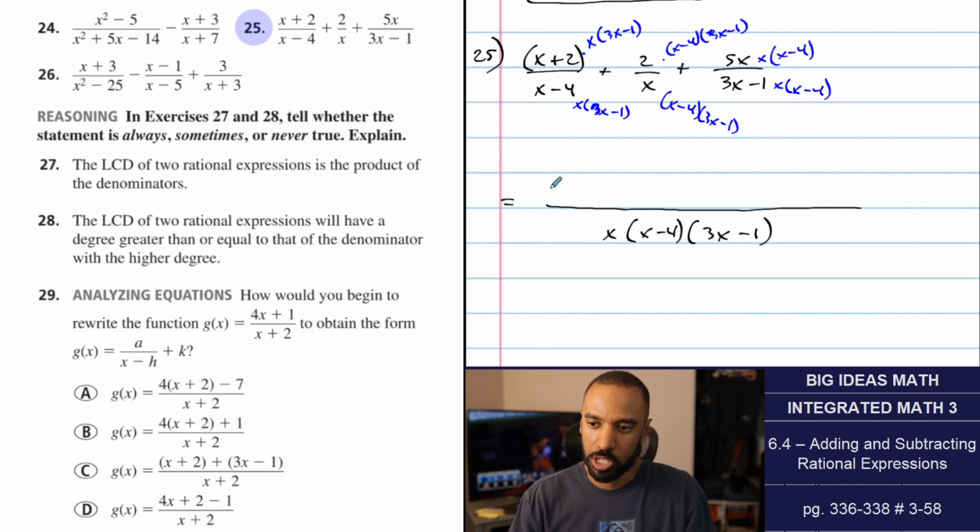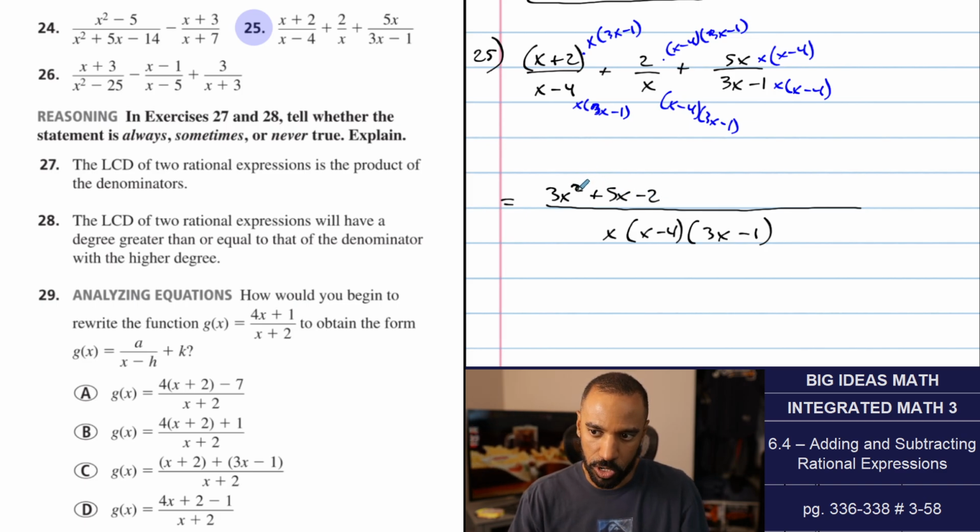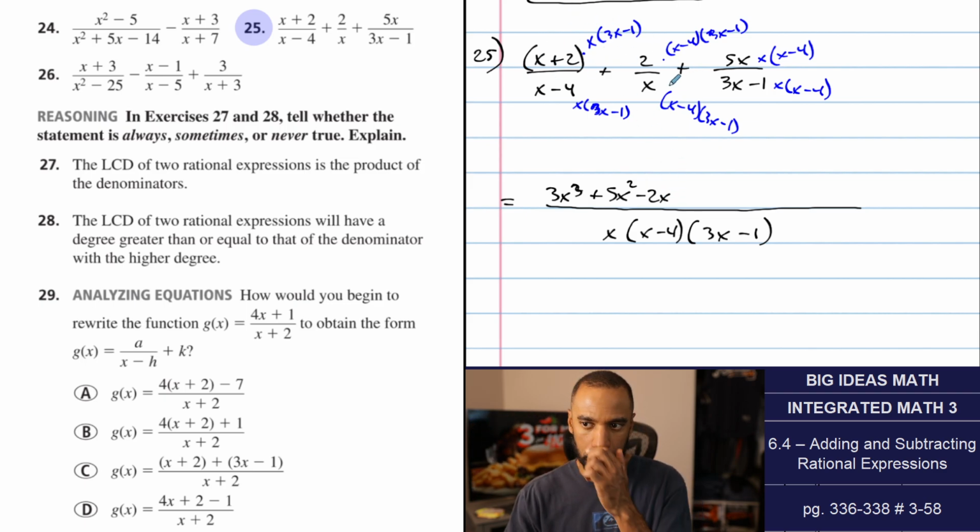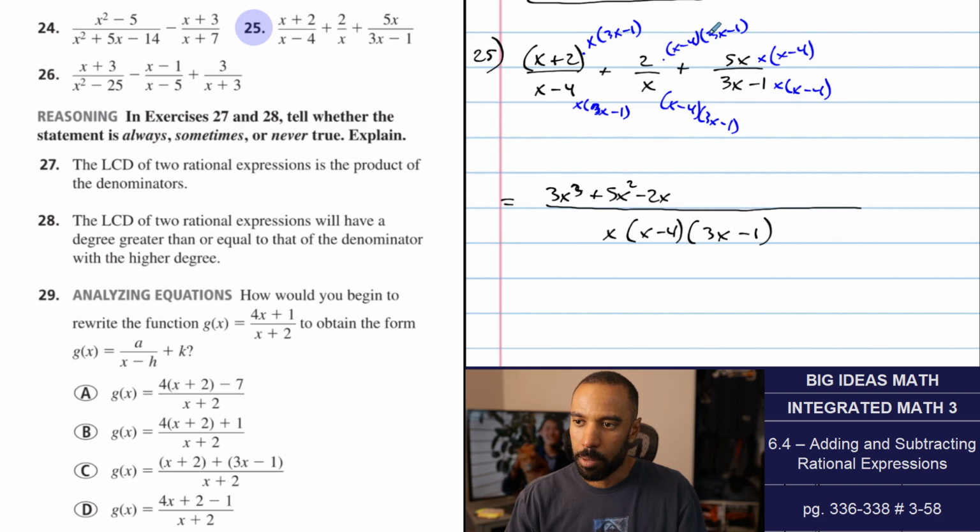X plus 2 times 3x minus 1 becomes 3x squared plus 6x minus x is plus 5x, and then minus 2. But it's all multiplying by x, so I'm going to turn that into 3x cubed plus 5x squared minus 2x. Boom, all that's distributed right there. 2 doubles up these ones here. So x minus 4 times 3x minus 1 becomes 3x squared, doubled is 6x squared. Minus 12x minus 1x is minus 13x, doubled is minus 26x. Plus 4 doubled is plus 8.